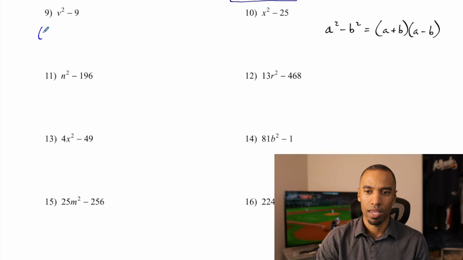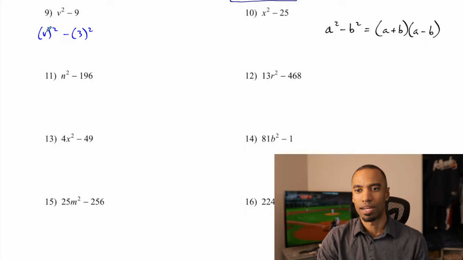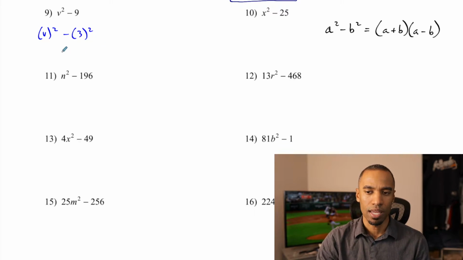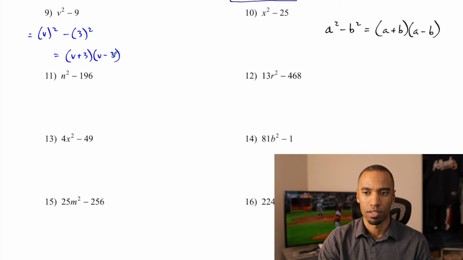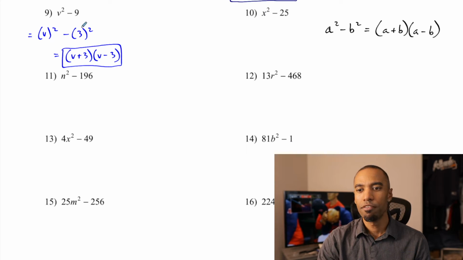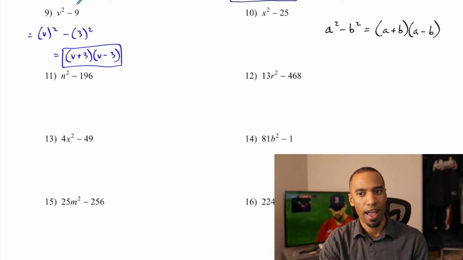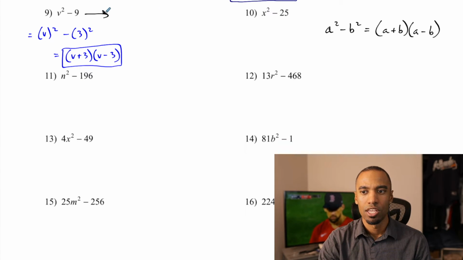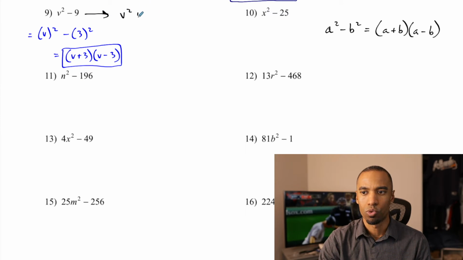All right, v squared is v squared. 9 is 3 squared. So recognizing a is v, b is 3, this does factor into (v + 3), a plus b, times (v - 3), like that. Now, see, here's the thing. If you're doing this a practical way, you would have to spell out the linear term, which would be 0v minus 9 like that.